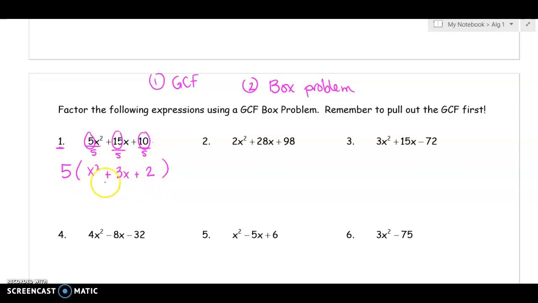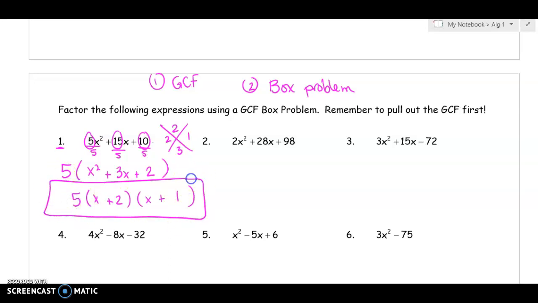And now, looking at the inside of the parentheses, we can do our box problem. It's got to multiply to be 2 and add to be 3. Those 2 numbers are 2 and 1. So you put an x at the beginning of both parentheses. Positive 2 means plus 2, positive 1 means plus 1, and the GCF is going to stay out in front. Okay. Let's look at number 5. I'm going to skip around a little bit.